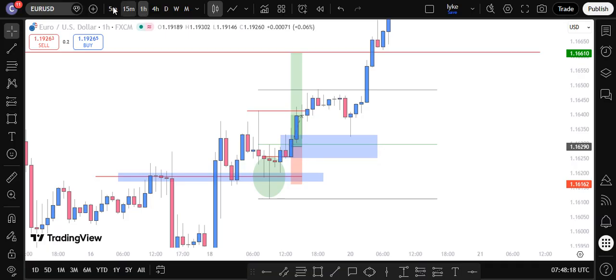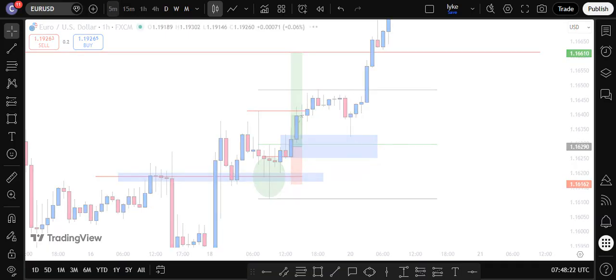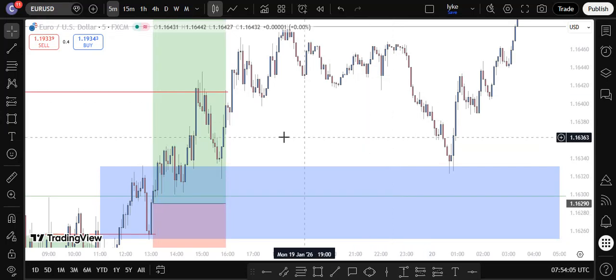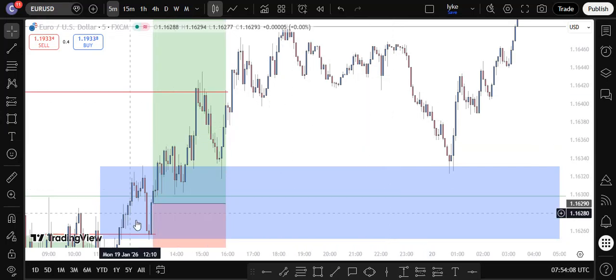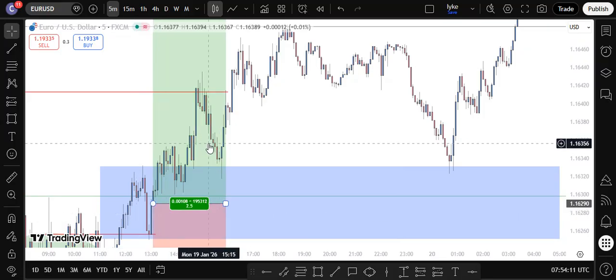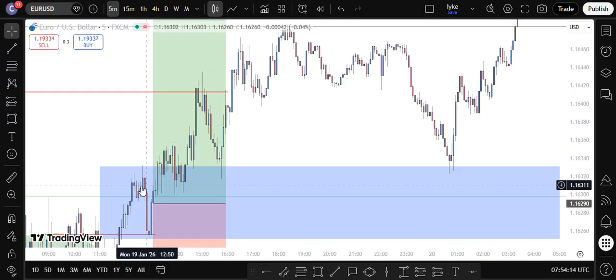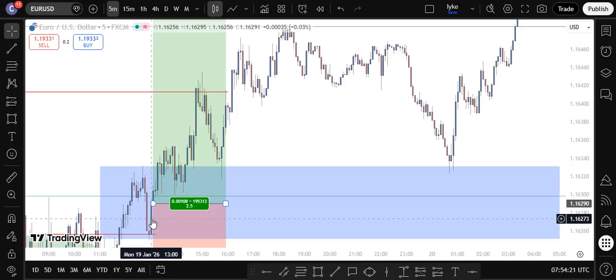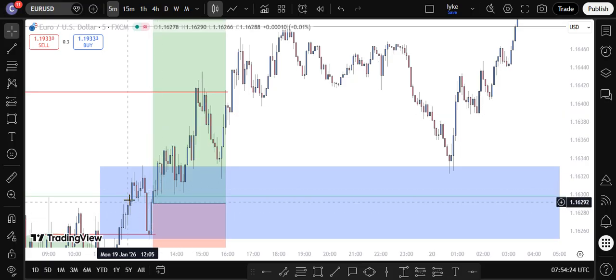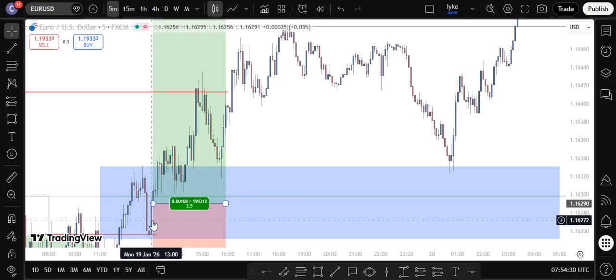Seeing this, I'm heading over to my 5 minutes time frame to dissect more on what is happening in the markets. Alright, we are now in the 5 minutes time frame. This was the previous trades. Remember, this is the same day. This was during the London session. This break happened by 12:15, yeah. So by 1 o'clock, this was the beginning of the New York session.